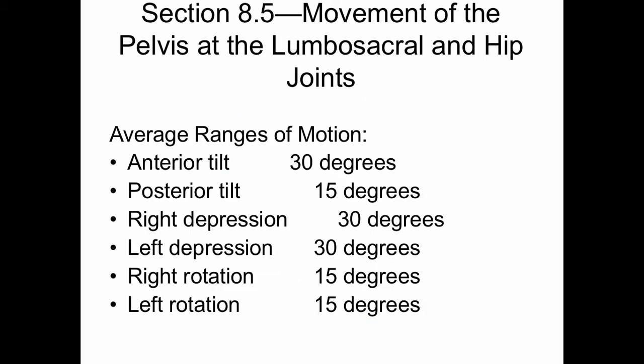Above are the average ranges of motion of the pelvis at the lumbosacral and hip joints, described when a client is seated with thighs flexed at 90 degrees at the hip joint. A client standing or with knees extended would show a different range of motion. When motion occurs at both the lumbosacral joint and the hip joints, the pelvis moves relative to both the spine and the thighs.